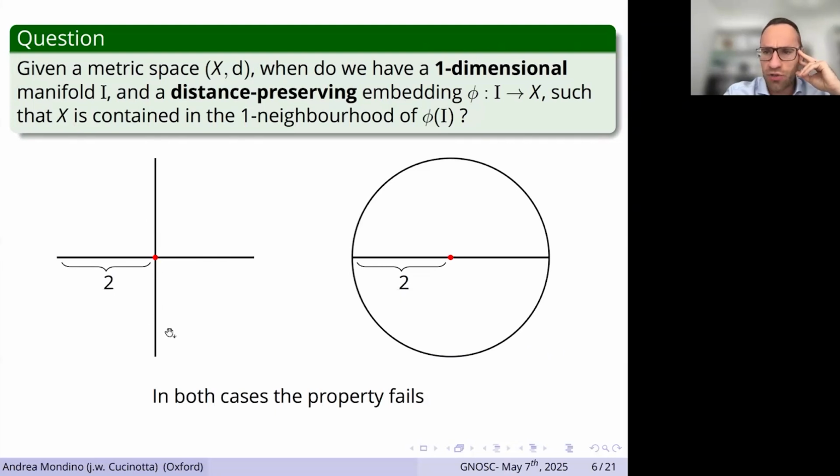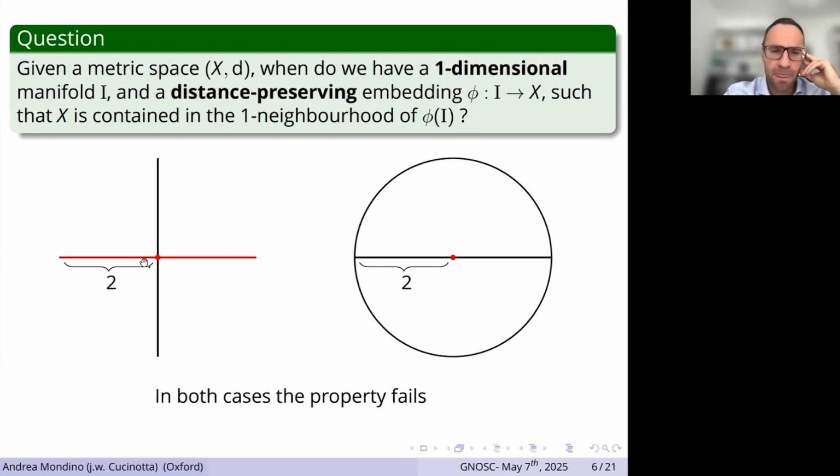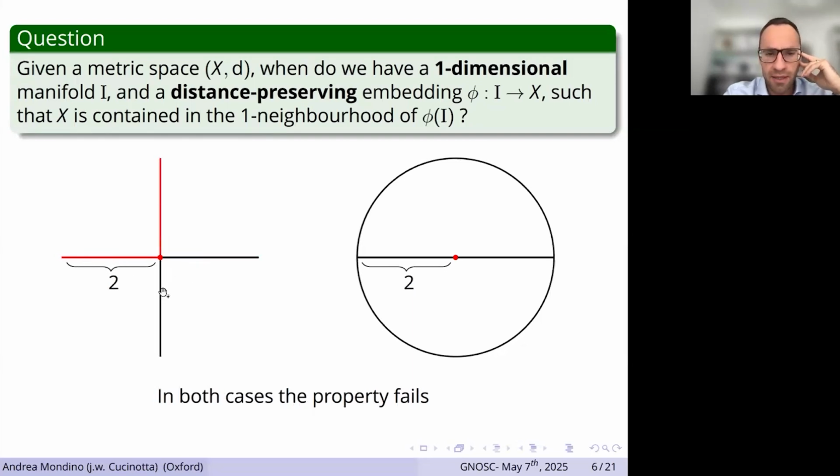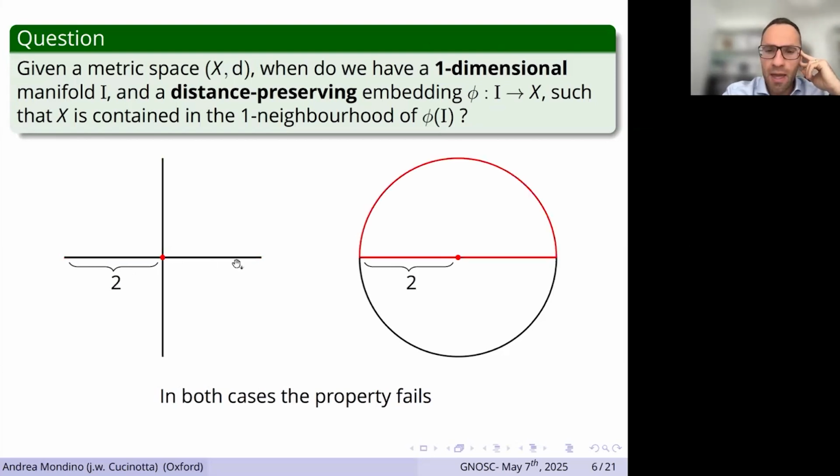So when we have a cross, say, of length at least 2, then the property fails, because you can embed this one-dimensional manifold either as a segment like this, or like this, or a permutation. And in both cases, you cannot find a one-neighborhood which contains the whole space. And the same thing happens.